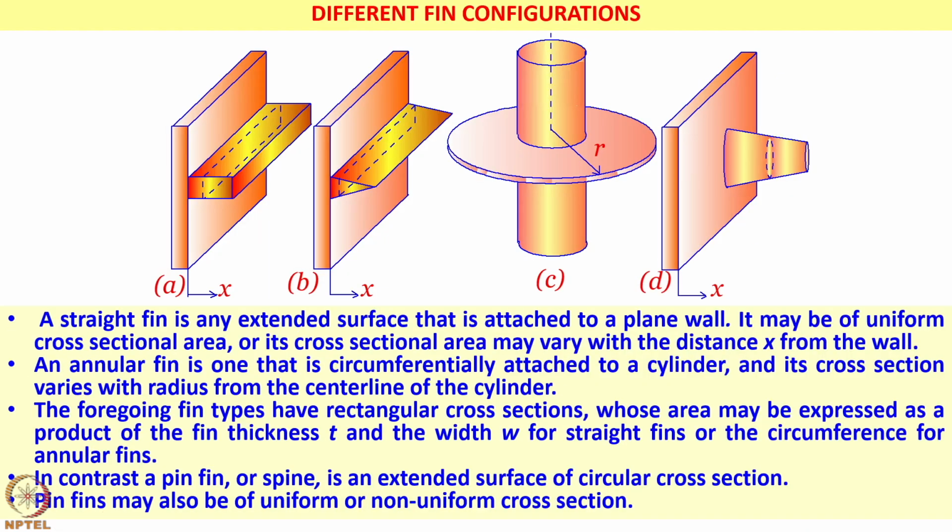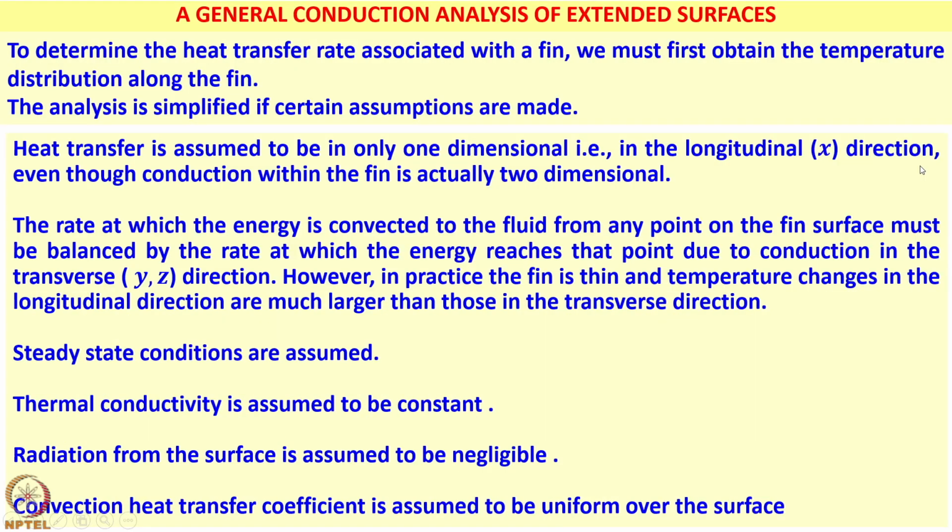Now there are various different configurations of the fins. You can see that the fins come in various shapes: rectangular, triangular, circular, and this one is trapezoidal, so it is of decreasing cross sectional area. Pin fins need not be of constant cross section, they can be of varying cross section as well. So what we are going to do in the next few minutes is a general conduction analysis of the extended surface.